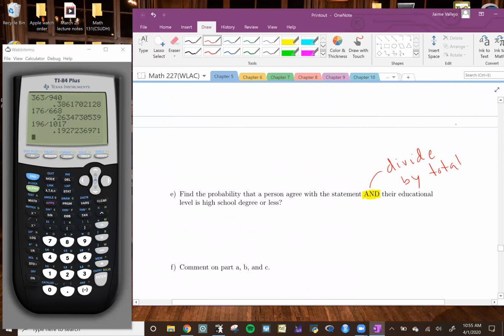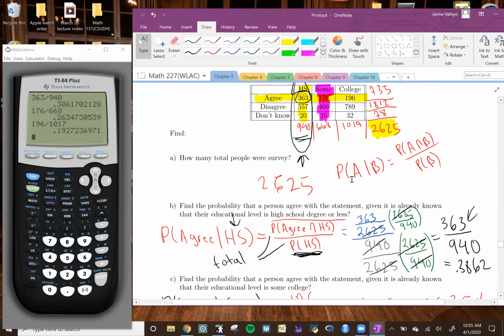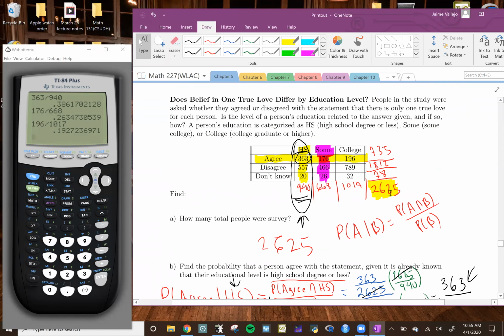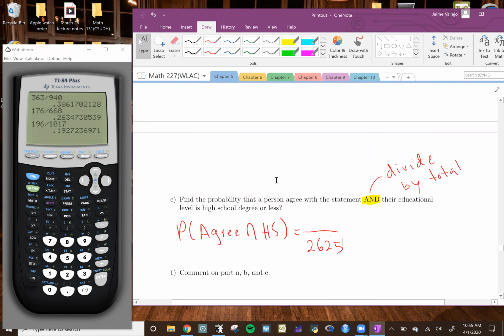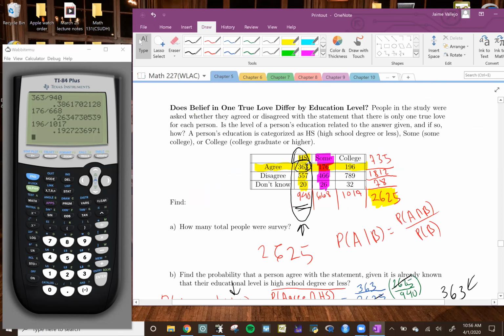Cool. So for this one, we want to find the probability they agree with the statement and have a high school degree or less. So let's go ahead and find the total. If you look at the total, it is 2625. So that's what we're going to divide by. 2625. And we want to find people who agree with the statement and have a high school degree or less, which is the 363.